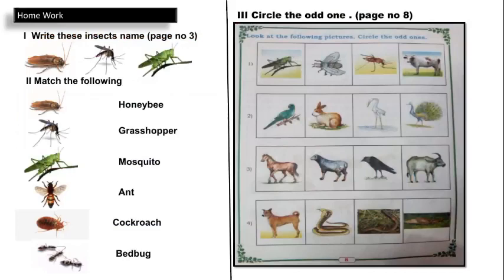So children, now it's time for homework. First one is, write these insects' names. It is there in your textbook also, children. You have to write in the textbook also. These three insects' names you should write. And second one is match the following. This one is also there in your textbook on page number 3 only. The next is circle the odd one. Circle the odd one in these pictures. Which one is odd? You have to circle. This is also there in your textbook. In the textbook only you have to do it.